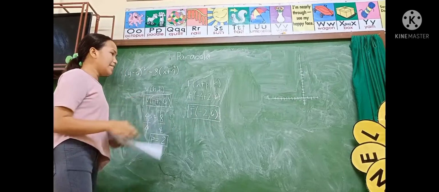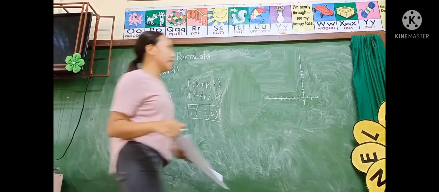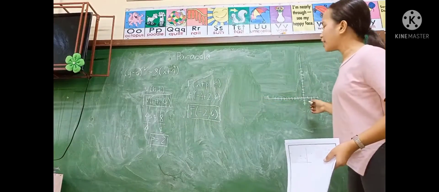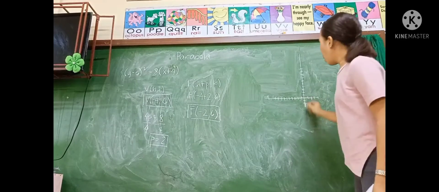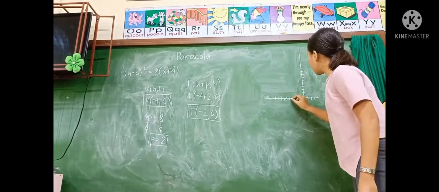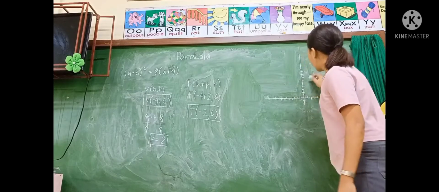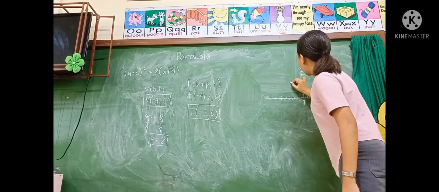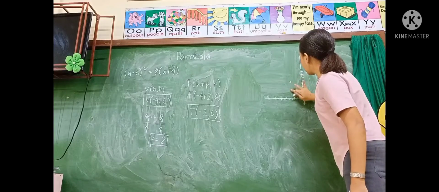So let's now graph the result. So we have the vertex of negative 4 and 6. Let's count. 1, 2, 3, 4 here. 1, 2, 3, 4, 5, 6. So this is our vertex.